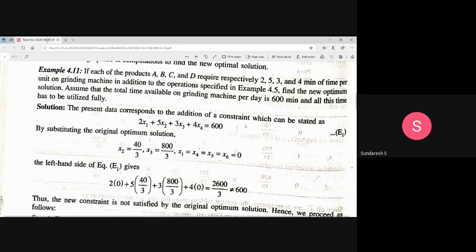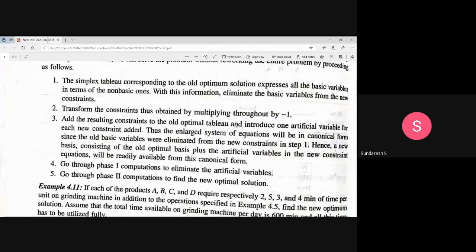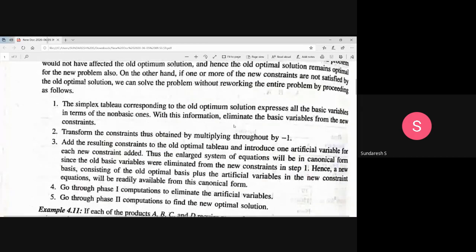So we are going to consider those as non-basic variables, right? Now, as per the proceedings stated in the previous slide, we have to substitute the values of the basic variables and non-basic variables in this constraint equation. The values of the basic variables we arrived at are those obtained for the old optimal solution. For the old optimum solution, the value of x2 was 40 by 3 and x3 is 800 by 3, whereas the x1 and x4 values are zeros.